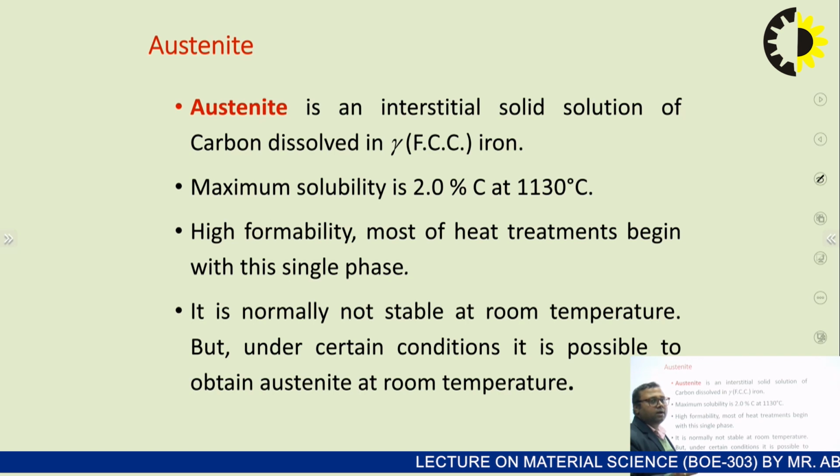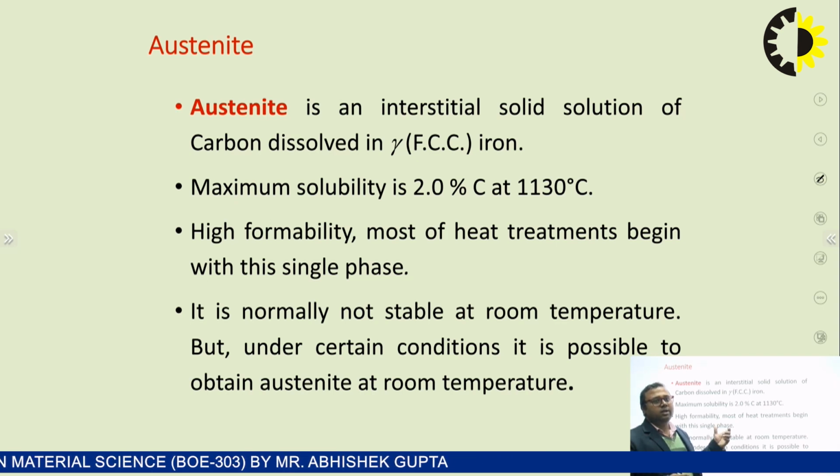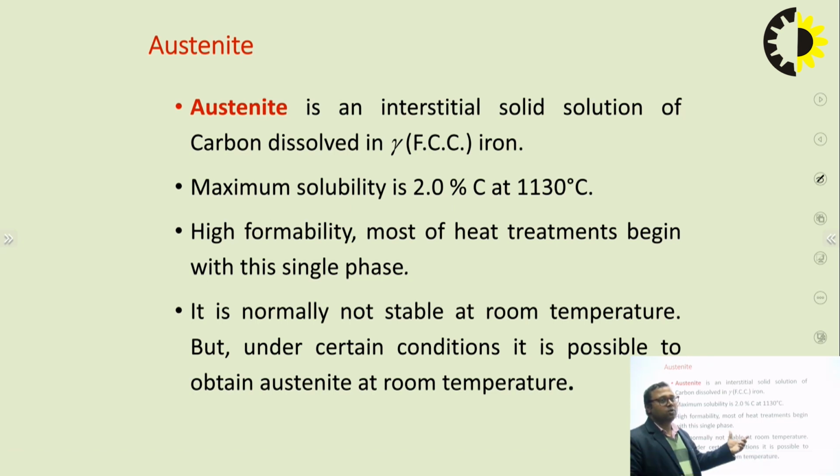Then the third phase of the iron carbon diagram is the austenitic phase. Austenitic phase is the interstitial solid solution of carbon dissolved in gamma iron. It is somewhat ductile in nature, and this is one of the very good phases, you can say, which possesses very good formability that can be utilized in various applications. It has a maximum solubility, you can see, of around 2% of carbon at 1130 degrees centigrade.